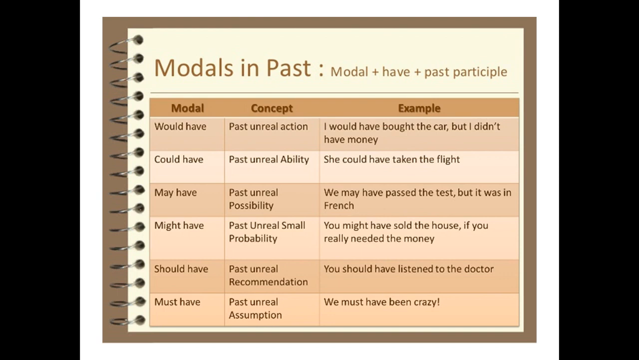Modals in past. Modal would have. Concept past unreal action. Example: I would have bought the car, but I didn't have money. Modal could have. Concept past unreal ability. Example: she could have taken the flight.